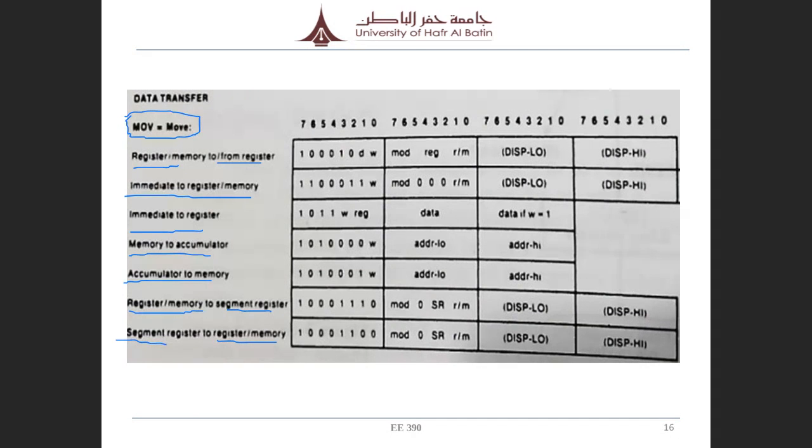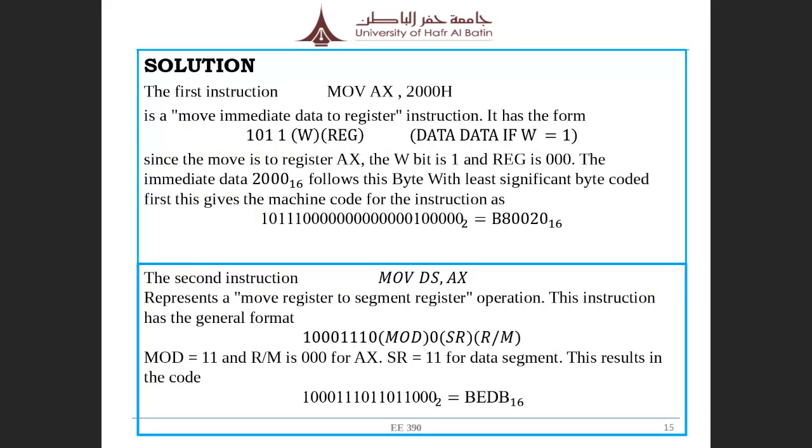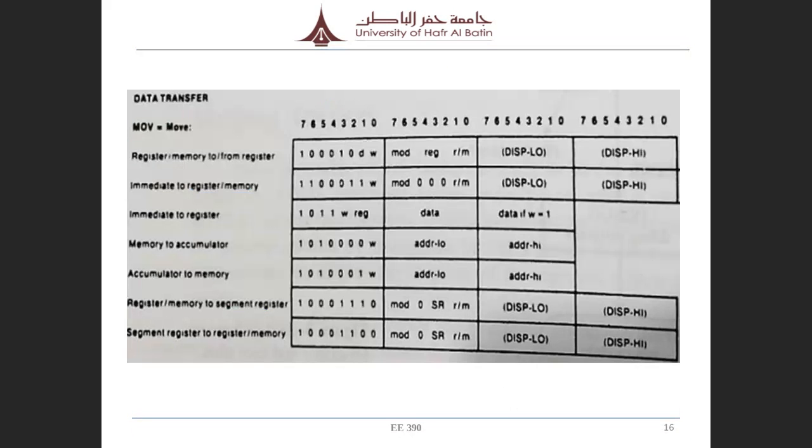Now look at here. What is the move operation here? Move AX comma 200H. That means immediate to register, right? If you remember the addressing modes, when one of the operands is the data itself, we call it immediate addressing mode. So which format does it follow? Immediate to register. Is that okay? Do you understand this one?